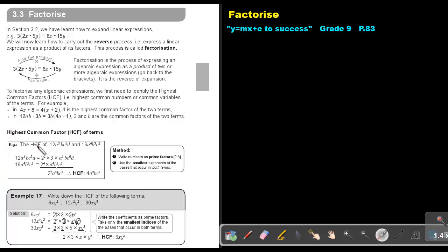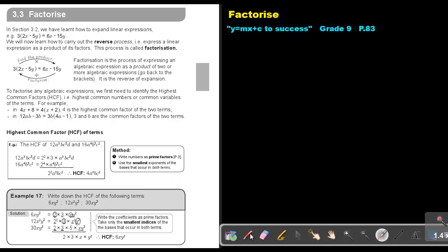So if I say the highest common factor of these 2 terms, can you still remember prime factorization? That's what we're going to do. So take 12 and break it up into the product of its prime factors. The same with 16, the product of its prime factors. And now, what is the method? Write numbers as the prime factors. Use the smallest exponents of the bases that occur in both terms.